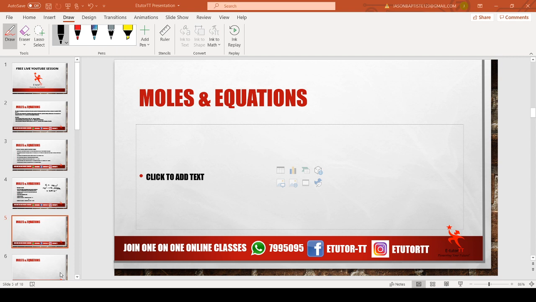So we're moving on to calculating reacting masses, solutions, and concentrations of solutions in grams per dm cube or moles per dm cube. So please note the formula triangle for moles, mass, and formula unit mass. I should draw this bigger.